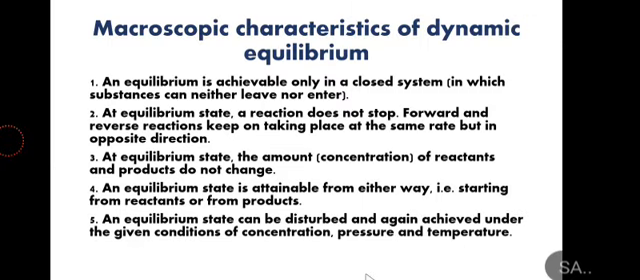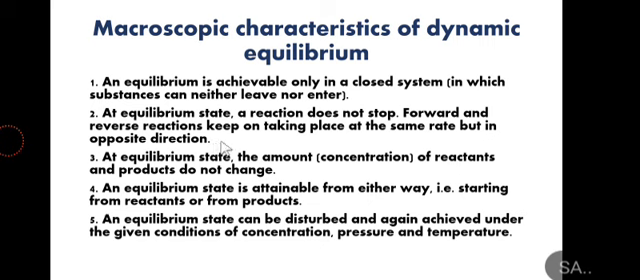We'll see certain macroscopic characteristics of dynamic equilibrium. Like, what are macroscopic characteristics? They are visible to you when you are examining an equilibrium state. So the first characteristic is that an equilibrium is achievable only in a closed system. Okay, so the reactants and the products are in a closed system. At the equilibrium state, a reaction does not stop. Forward and reverse reactions keep on taking place at the same rate but in the opposite direction.